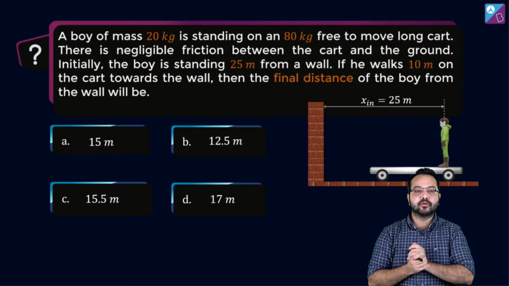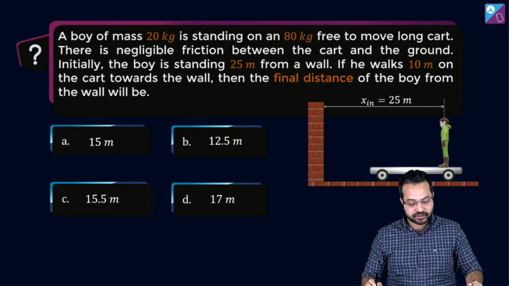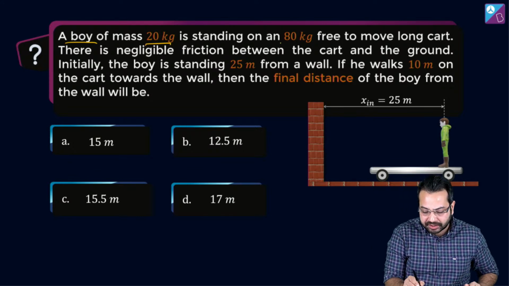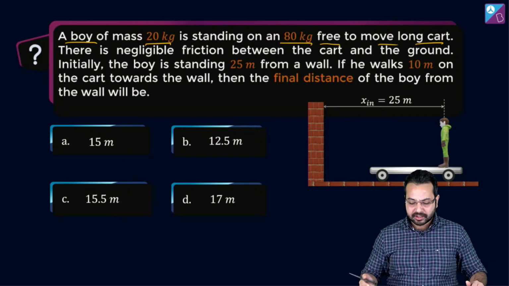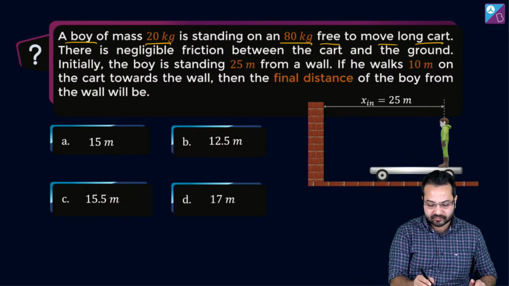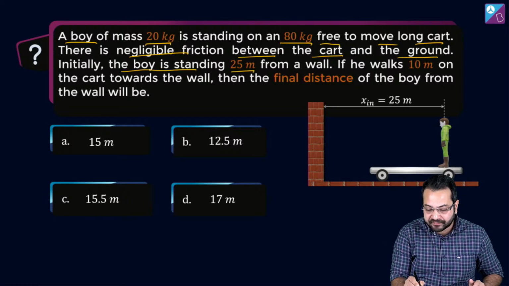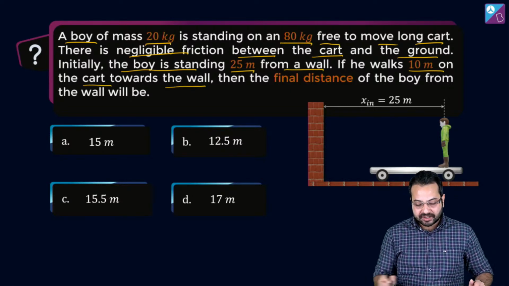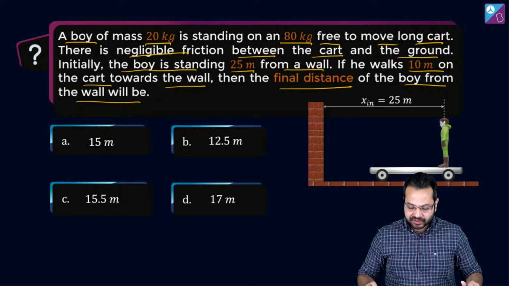Perfect. So now let's move to the next question. The next question is, a boy of mass 20 kg is standing on an 80 kg free to move long cart. So there is a free to move long cart and there is a person on top of it, and the boy has a mass of 20 kg. Now there is negligible friction between the cart and the ground. Initially the boy is standing 25 meters from a wall. If he walks 10 meters on the cart towards the wall, then the final distance of the boy from the wall will be. Okay, is the question clear?